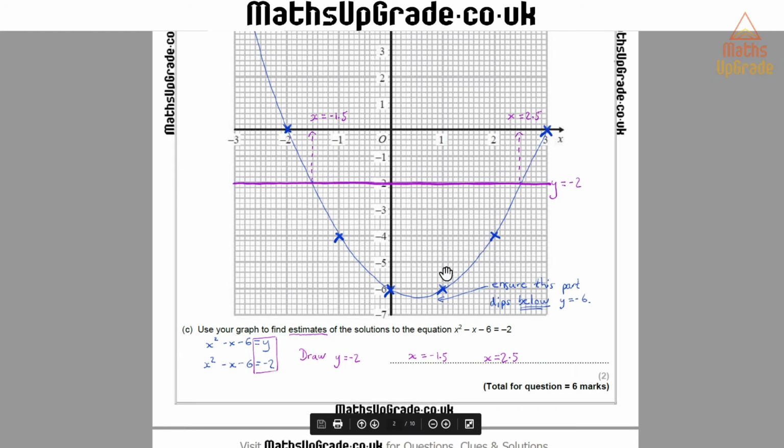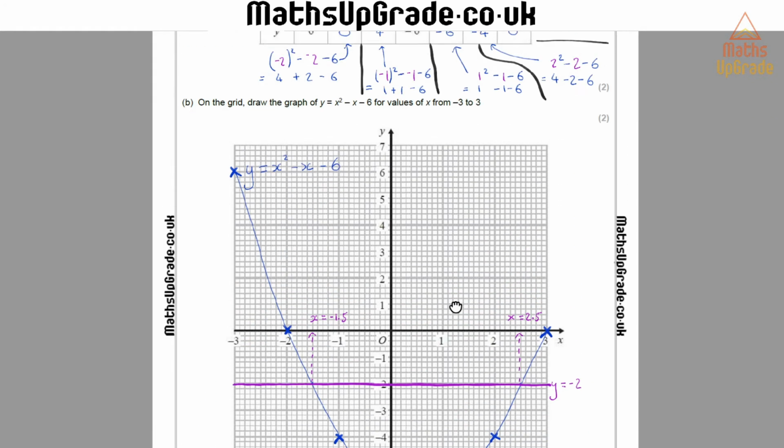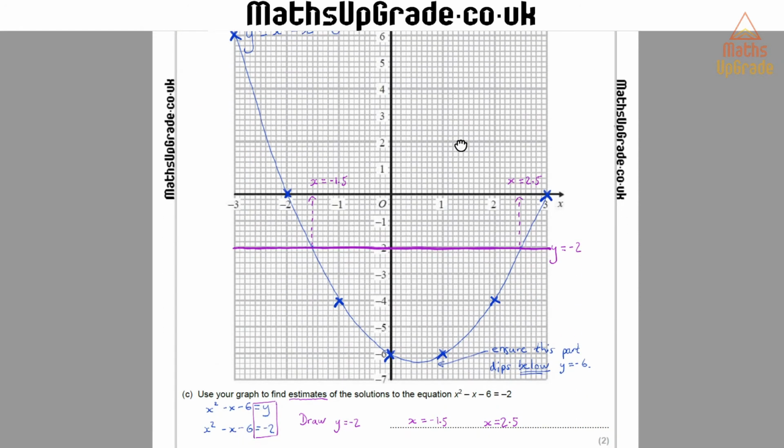Just when you're drawing the curve as well, don't forget you must dip below y equals negative 6 at this point here. You must dip below. Even though it doesn't show it in the table, it's got to be a nice smooth curve, so the curve would never just go straight across like that between these points.